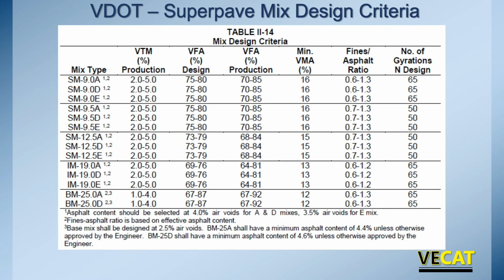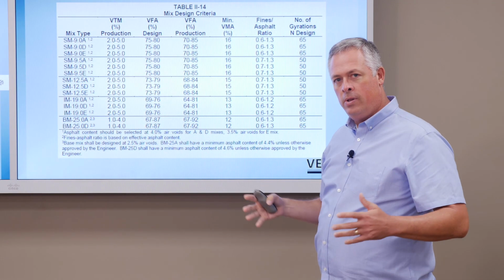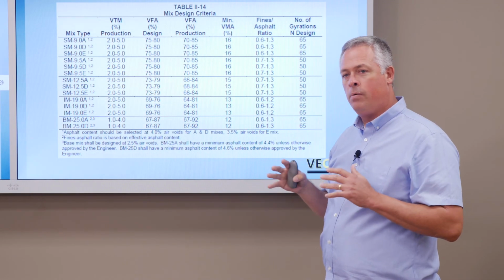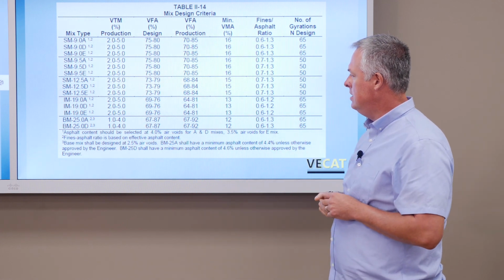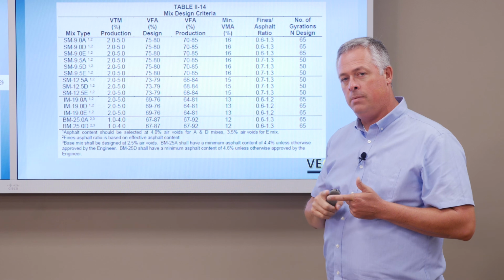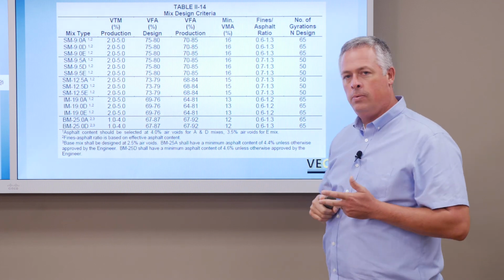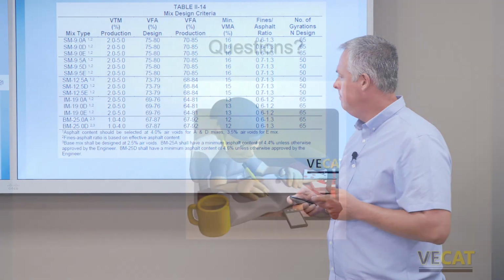Again, be sure to pay attention to the footnotes. Asphalt content should be selected at 4% air voids. That's really why we're doing this SM 12.5 at 4% air voids. That's what we're looking for. There are some subtle differences in these footnotes based on whether it's a base mix or not, and also whether it's an E mix with polymer in it.